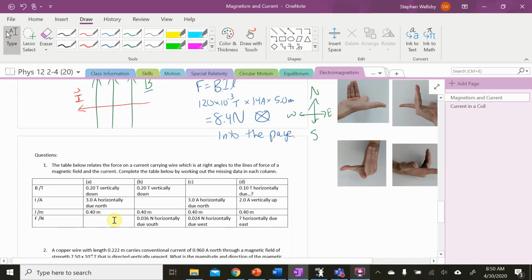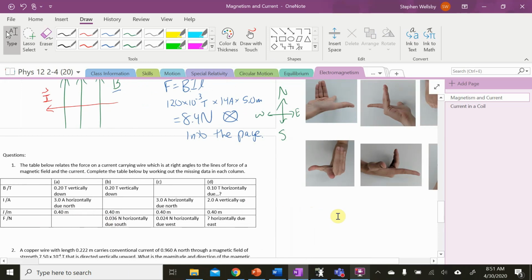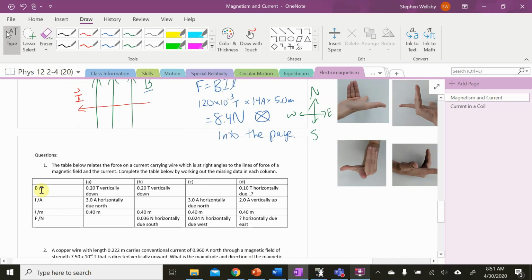So if you feel confident, then please, by all means, stop the video here. And if you do want a bit more practice, then by all means, stick around. So in these 4 questions here, this is question A, and B, and C, and D.